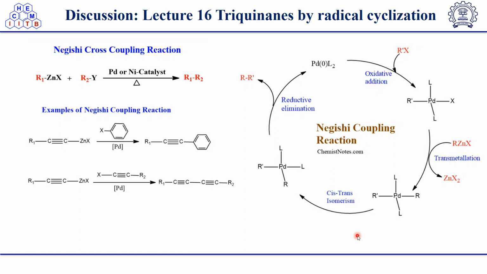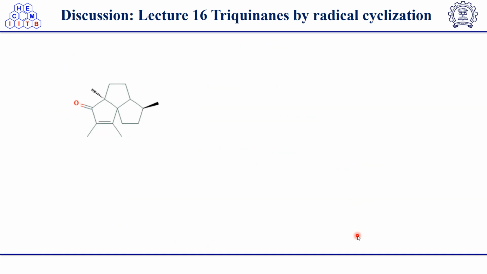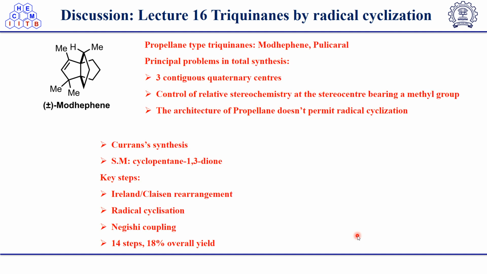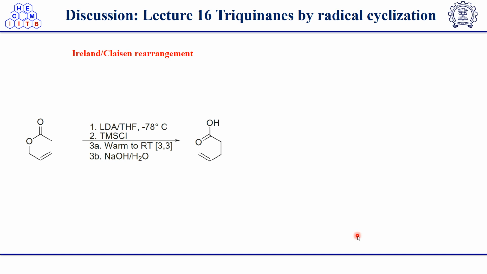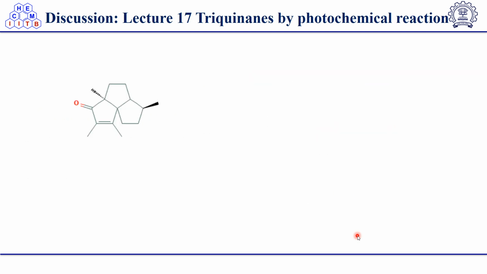So that was the discussion about lecture 16, that is triquinanes by radical cyclization, where we saw the total synthesis of sulfurpherol and modhephene using 5-exo-trig radical cyclization as the key step by Curran's group, and the mechanism of Wolff-Kishner reduction, the Ireland-Claisen rearrangement, and the Negishi cross-coupling reaction. And the next lecture was about triquinanes by photochemical reaction.